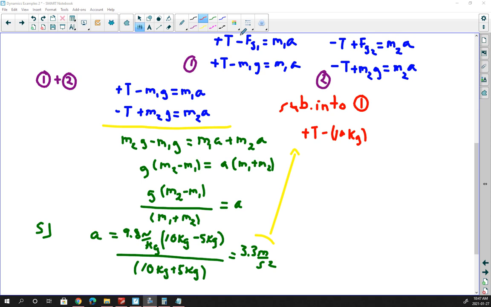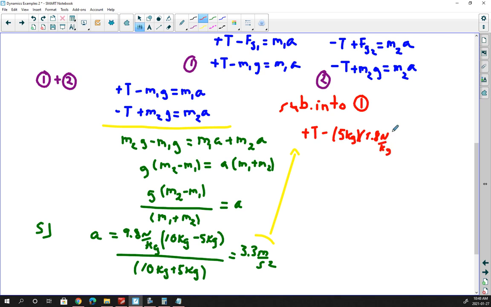Oops, that's a mistake, isn't it? Mass 1 is 5 kilograms. Let's fix that. Mass 1 is 5 kilograms, not 10. So 5 kilograms, 9.8 newtons per kilogram. We don't plug any negatives in here. That's the new way of doing this.